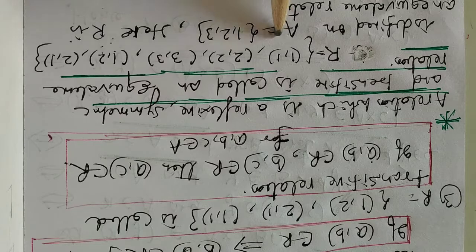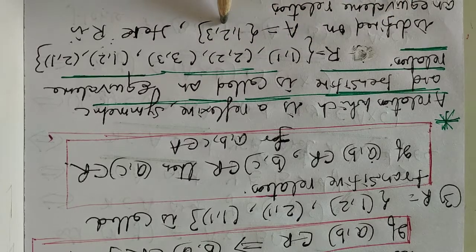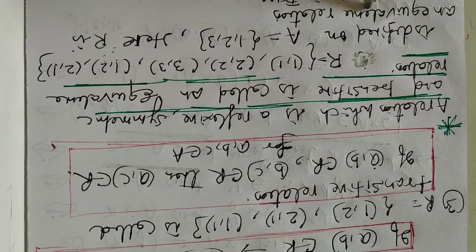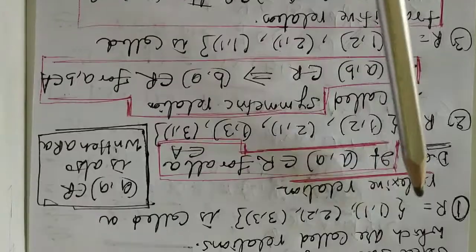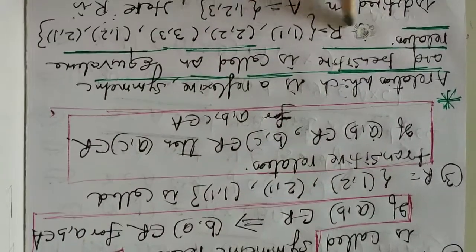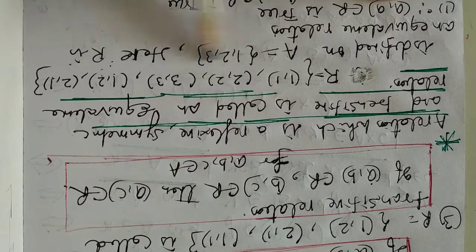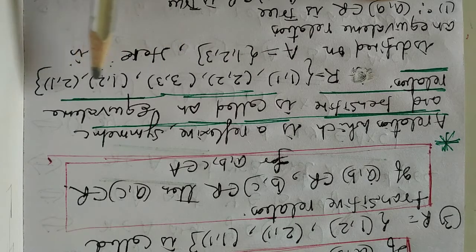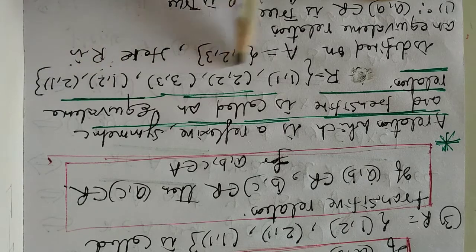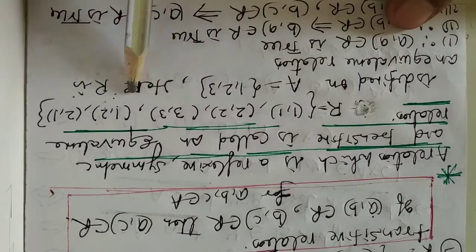Now R is equal to {(1,1), (2,2), (3,3), (1,2), (2,1)}. This is defined on A = {1, 2, 3}. Here R is an equivalence relation. All the three, all of 1, 2, 3 have been included in this. All the members of the above example are available in this, all the doublets. If (1,2) then (2,1); if (1,2), (2,1), 2 and 2 cancel, (1,1). So this is an equivalence relation.